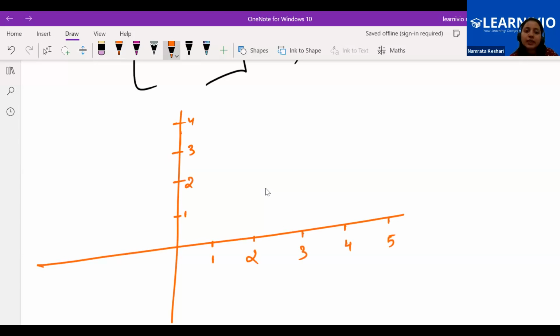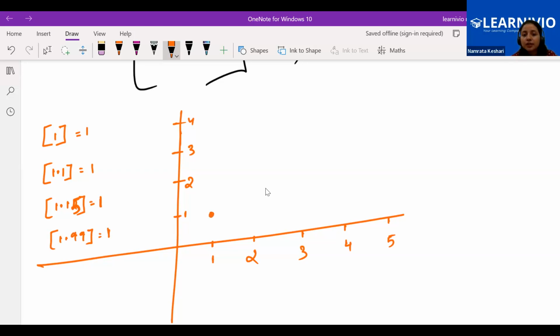When you will be taking 1 inside the greatest integer function, the output will be 1. When you will be taking 1.1, the output will be 1. When you will be taking 1.12 or 1.15, anything, the output will be the nearest integer which is smaller than 1.15, that is 1. So 1.99 still you will be taking, the output will be 1. So till 1.99 your output will keep on coming as 1.